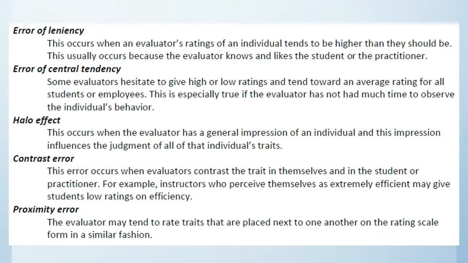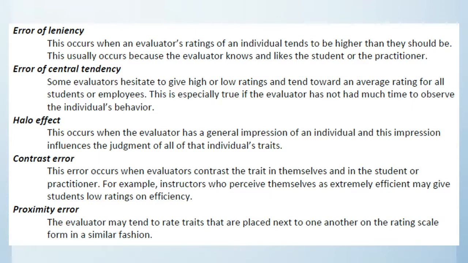So error of leniency occurs when the evaluator rates a learner, an individual, higher than they should be. This is usually because the evaluator knows and likes the student or the practitioner. So it's like, oh, Anne is fantastic and I just love her, we're best friends. And then you would rate them higher.